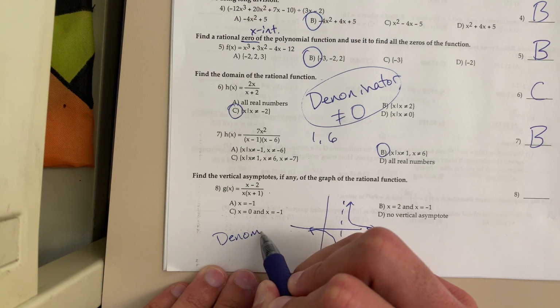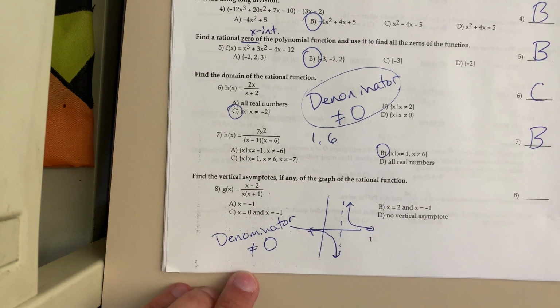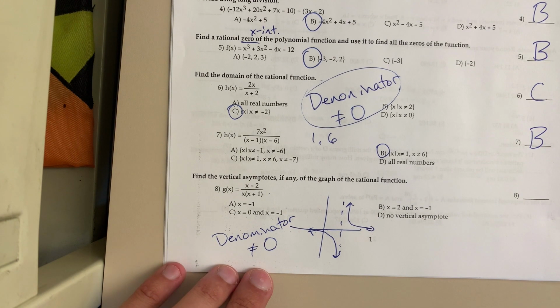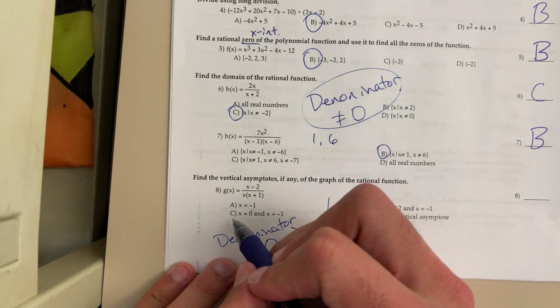And so this is basically the same question: what would make the denominator equal to 0? And it's those x values that usually result in a vertical asymptote, right? Sometimes there can be holes as well, but I don't think there'll be any in this case. So it would end up being C, right?